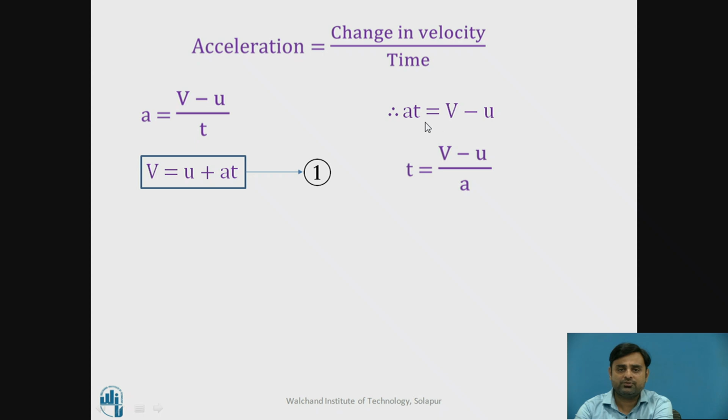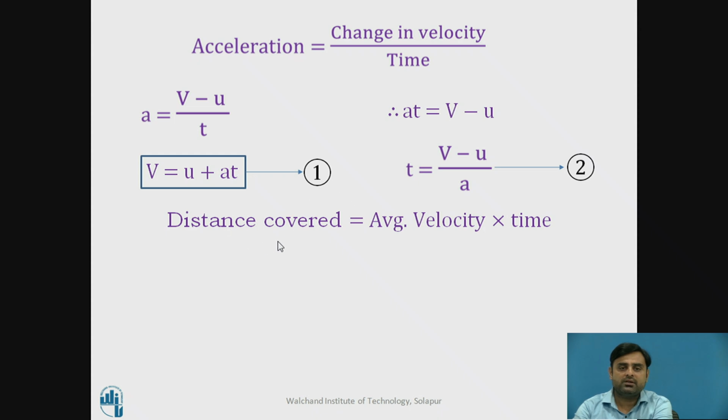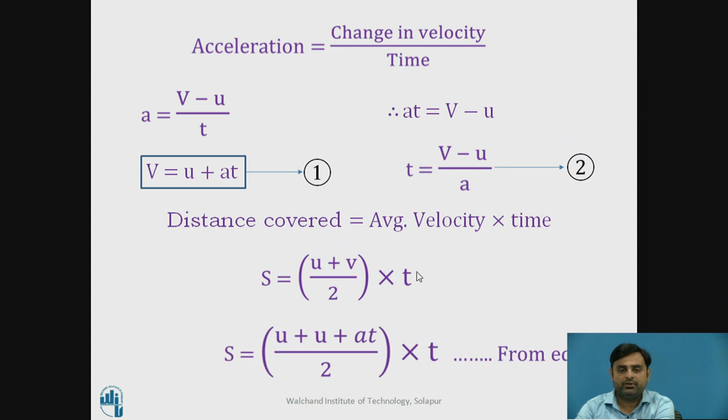Again, if you reshuffle this formula from this step, what do we get? Time t is equal to (v minus u) divided by a, sending this a to this side. Now, distance covered. How do we normally calculate the distance covered? It is average velocity into time. So distance covered s is equal to (u plus v) by 2, the average velocity, initial plus final, multiplied by time t.